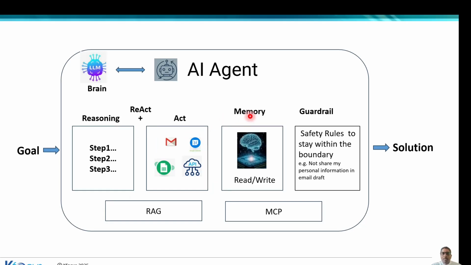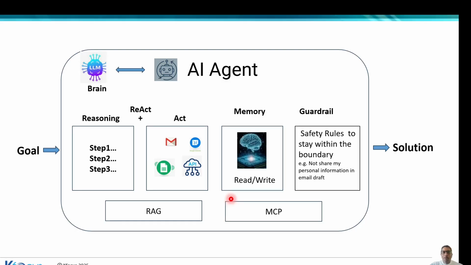The next part is memory. Memory helps an AI agent to remember all the past interactions. Guardrail is basically a boundary you set for an AI agent on what not to do. For example, if you are building an email agent, I will explicitly state that the AI agent must not share my personal information so that it will not disclose any of my personal details.